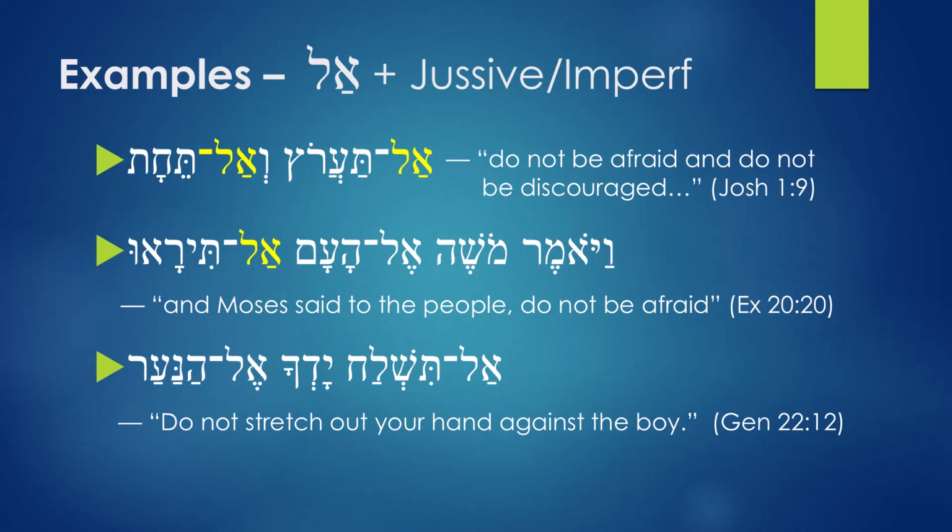So remember, lo is eternally binding. Lo means don't ever do this. But au means in this situation, don't do this. That's the difference. Those are two prohibitions, two negative commands that are used in Hebrew. That's very important for you to know. When exegeting, that's going to help you a lot.